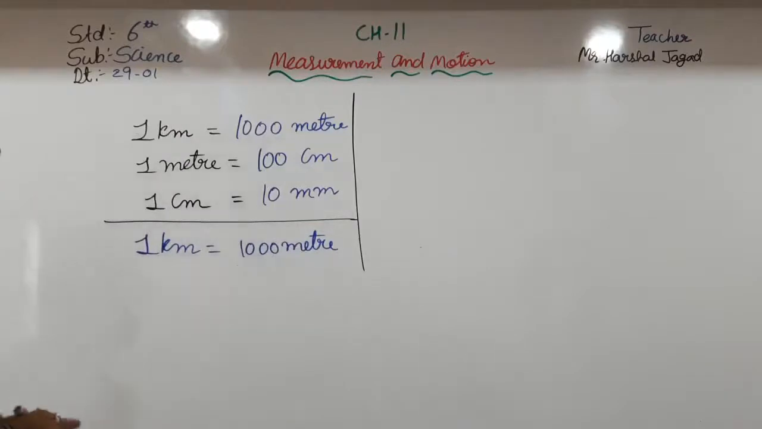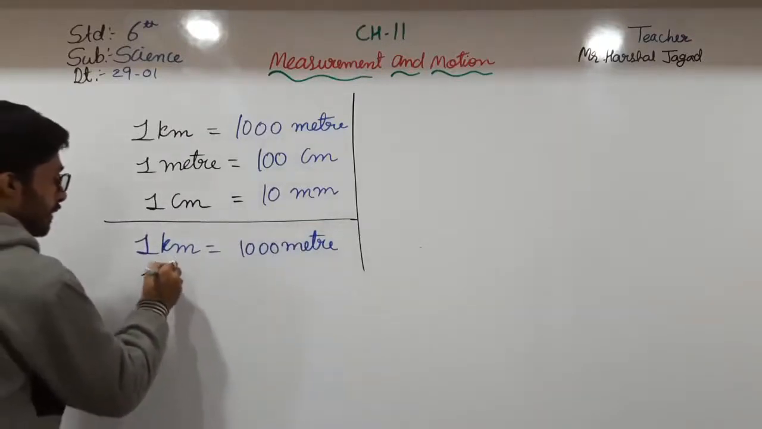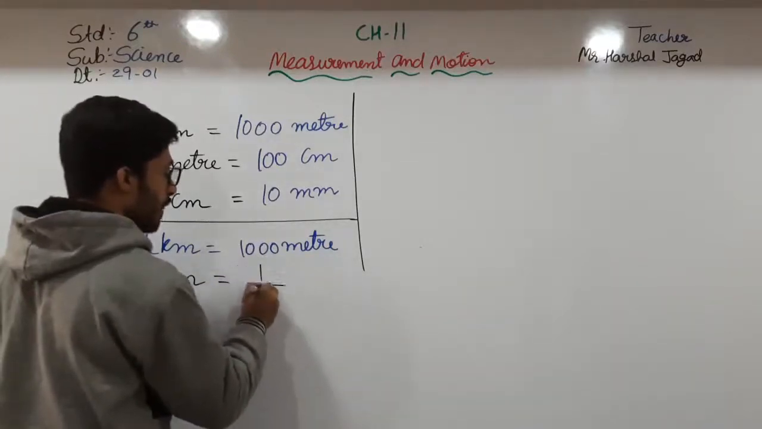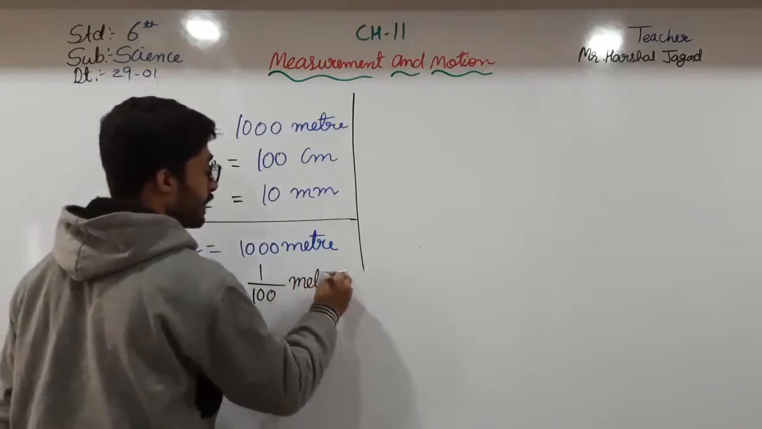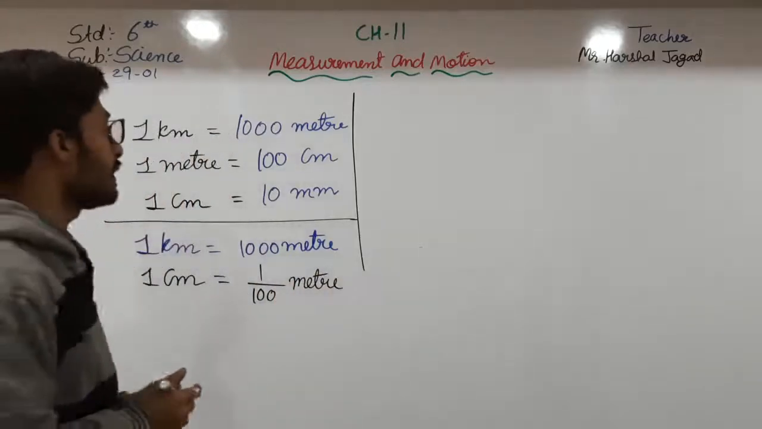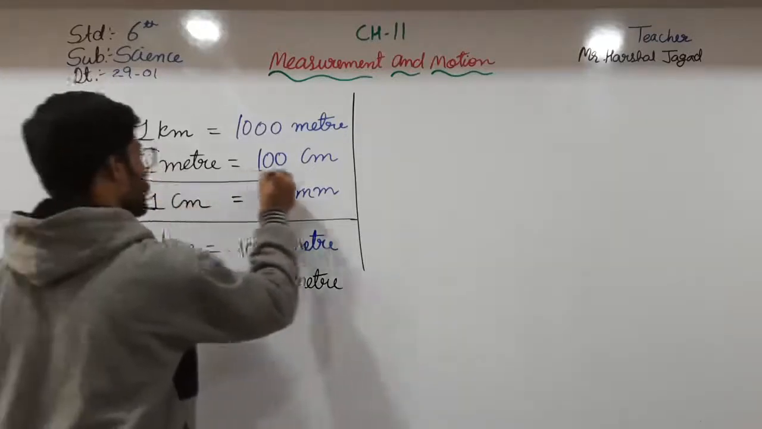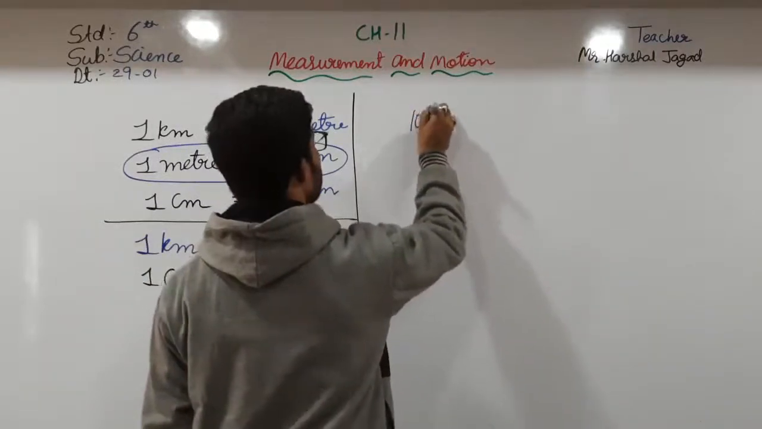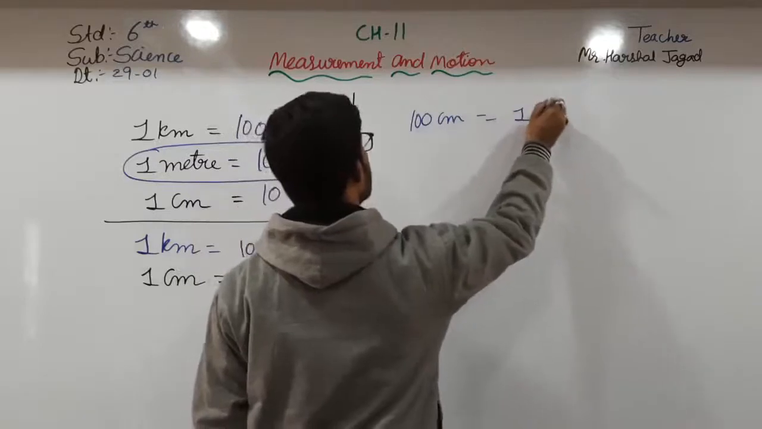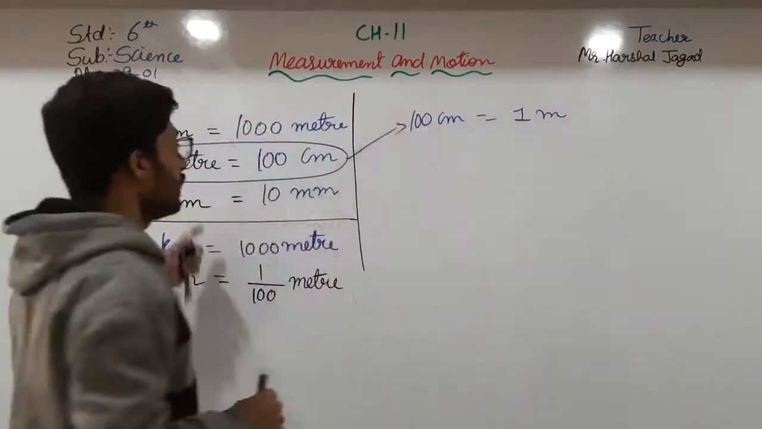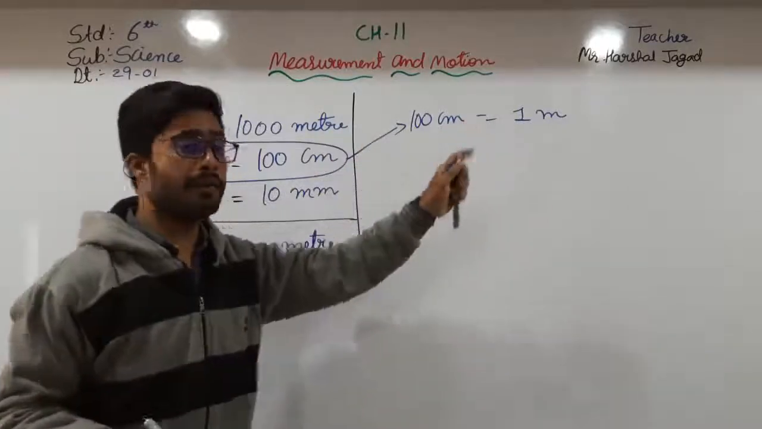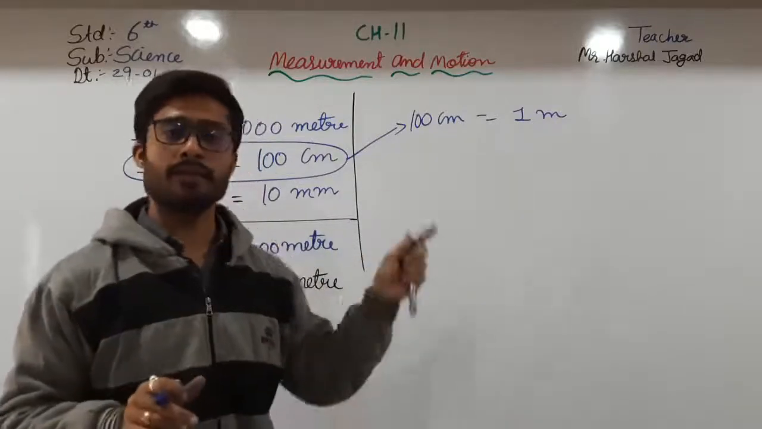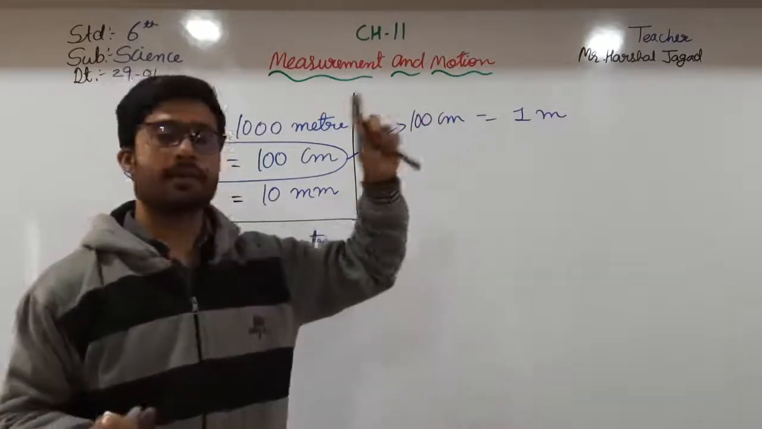Okay, and if I want to convert 1 centimeter, then 1 centimeter is equal to 1 by 100 meter. How is it possible? See here, you can see this. If I say here that 100 centimeter is equal to 1 meter, or 1 meter is equal to 100 centimeter, I can say both are correct. These both are inverse.